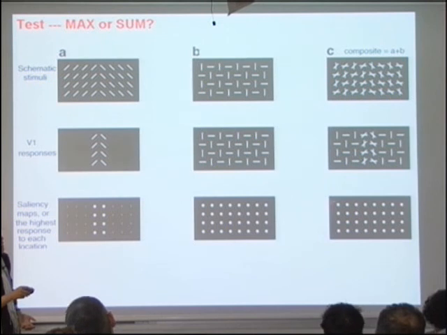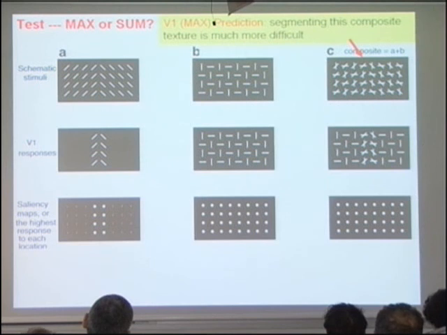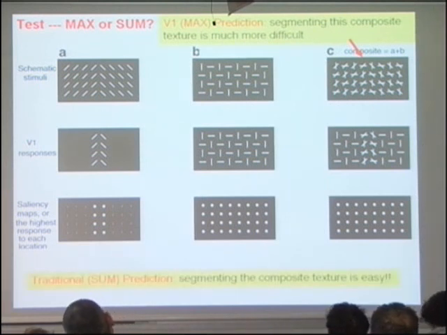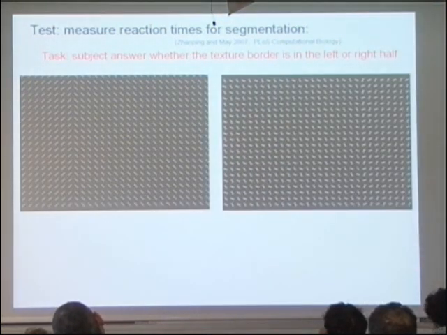But if you only take the maximum firing at each location, which is what V1 does, it sees the same high response at every location, so it doesn't know, and it should not pop out. So V1 theory predicts that this should be difficult to segment, but the traditional theory says it should be almost as easy as that. This was done with my postdoc, Keith May. It's very easy to segment here, and not so easy there.